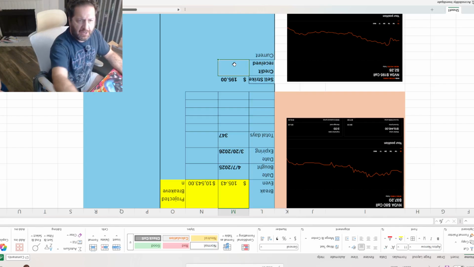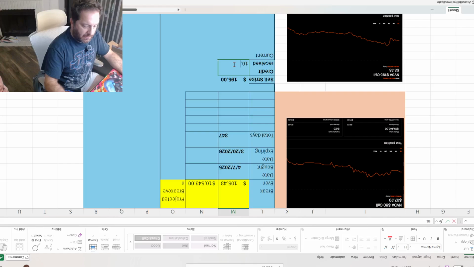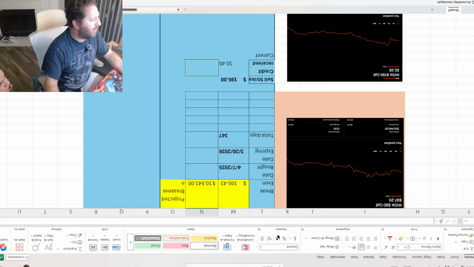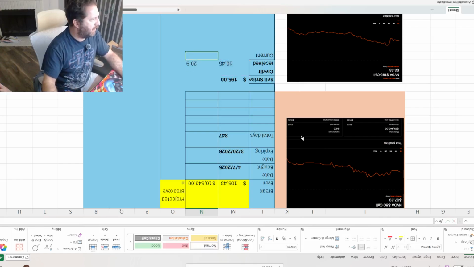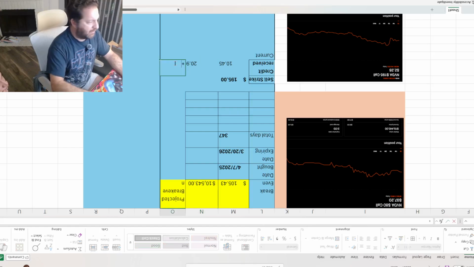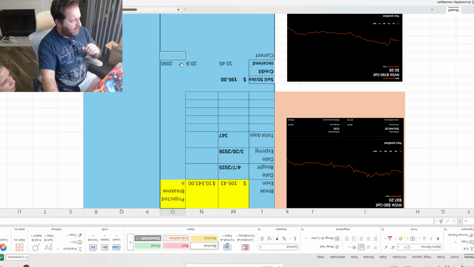Okay, so average credit was 1045. And remember, this is going to be times... How many do we have of this? NVIDIA, 2. Okay, right? Contract. And that's this number times 100. Okay? That's what you did up there.